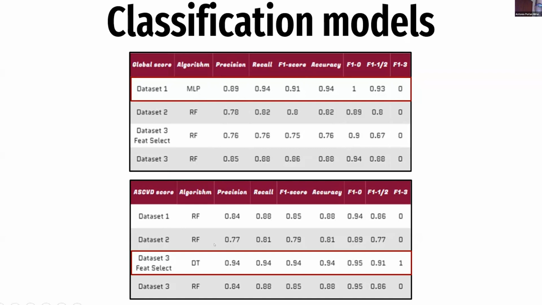So here we can see that the best model that was obtained was with dataset 3 after a feature selection analysis as an input, ASCVD score as an output, with the decision tree algorithm, and we can see that the metrics are all of them higher than 0.9, which means that they are really good metrics, and it has been a good prediction.